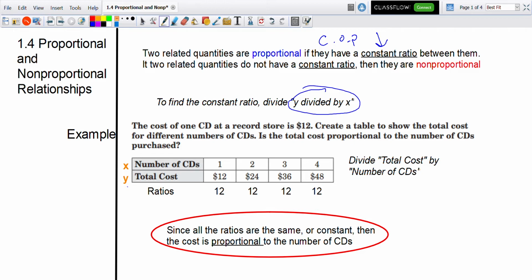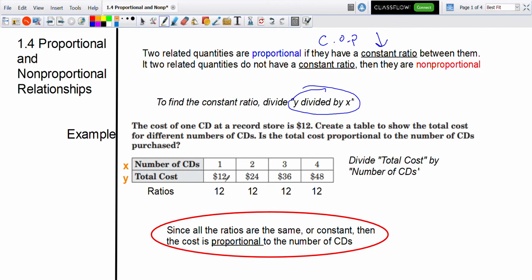The cost of one CD at a record store is $12. Create a table, which there is, to show the total cost for different numbers of CDs. Is the total cost proportional to the number of CDs? So we're looking, is the number of CDs going to be proportional to the cost of the CDs? You see our X row here is the number of CDs, 1, 2, 3, or 4 CDs bought. And down here in the second row, the Y's are the cost of those CDs.